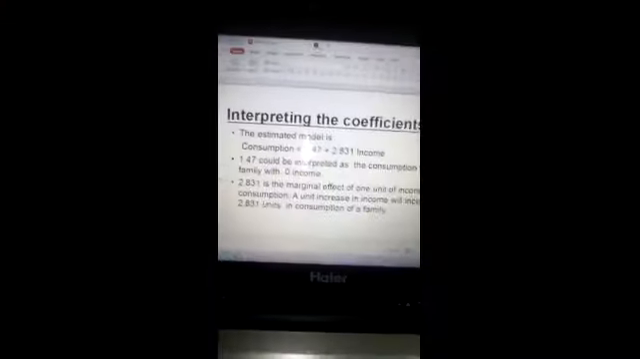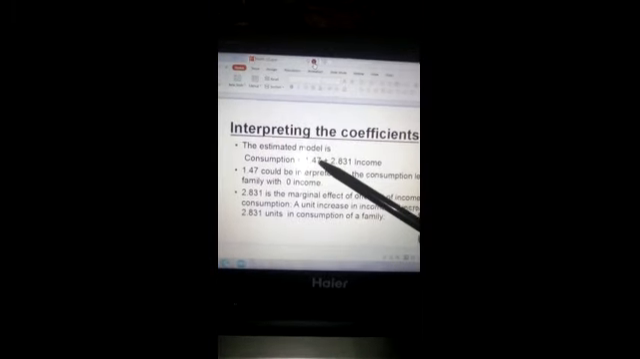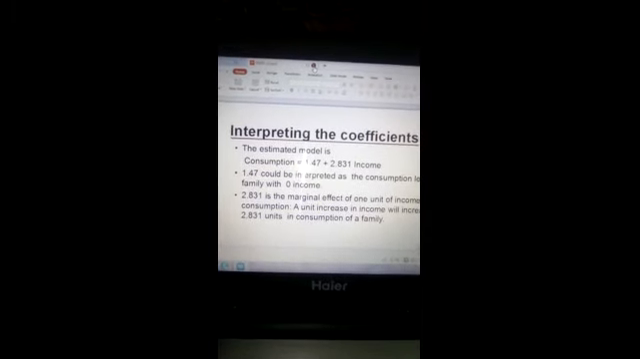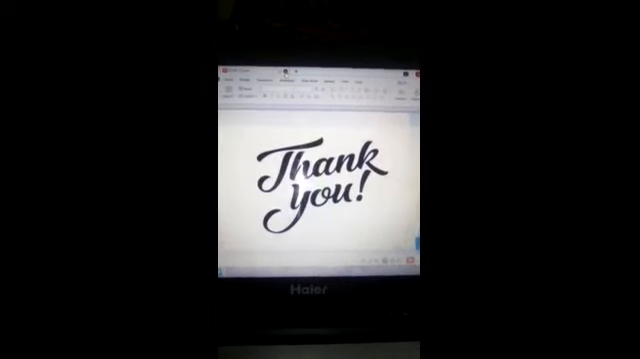We can interpret the value of beta 1, 1.47, as the consumption level of a family with 0 income, and the value of beta 2 as the marginal effect of 1 unit of income on consumption. It means that a unit increase in income will increase consumption of a family by 2.831 units. I hope so.